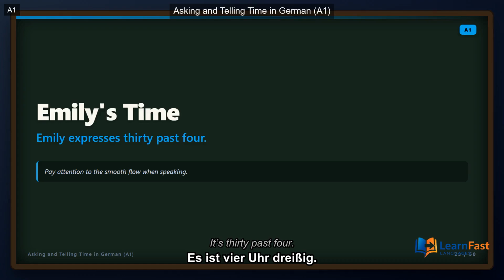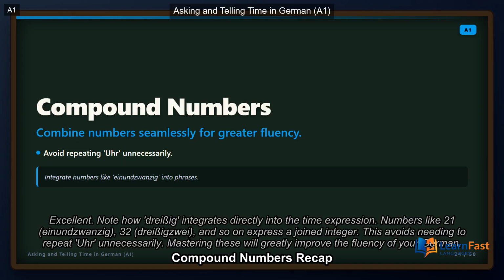Es ist 4:30 Uhr. Excellent. Note how 30 integrates directly into the time expression. Numbers like 21, 32, and so on express a joined integer. This avoids needing to repeat unnecessarily. Mastering these will greatly improve the fluency of your German.